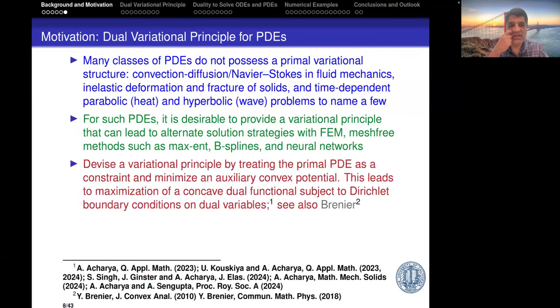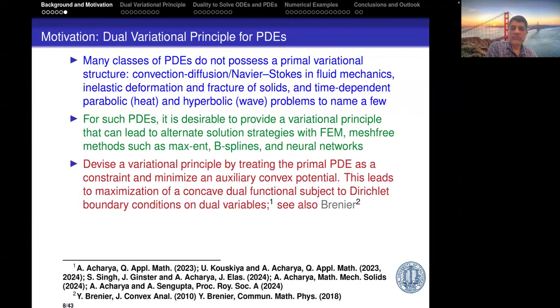So what is the basic idea? There's a host of references here, but I don't want to get too bogged down, but just give you the big picture. The idea is to devise a variational principle by treating the primal PDE as a constraint, and all this will become clearer once I talk about it with an example, as a constraint, and then you minimize an auxiliary convex potential. So all this will make sense subsequently.